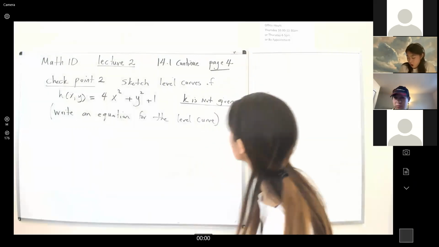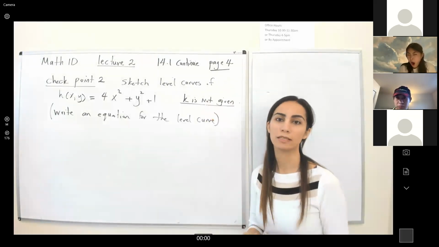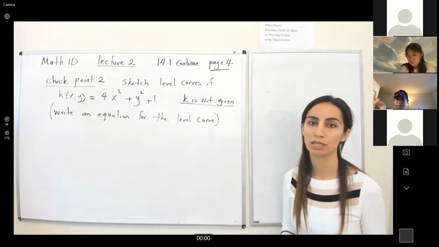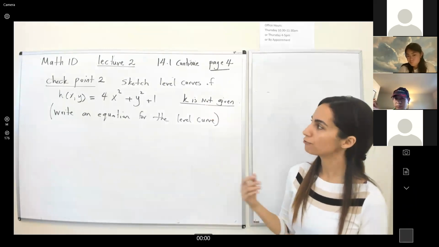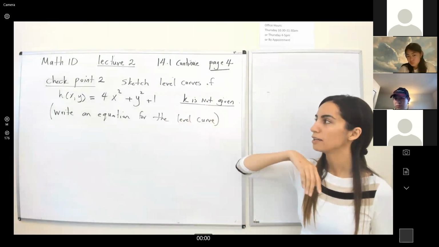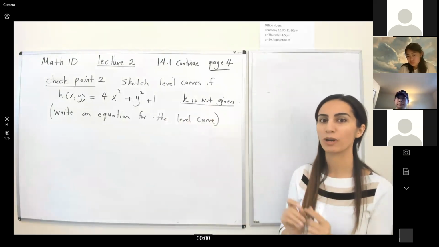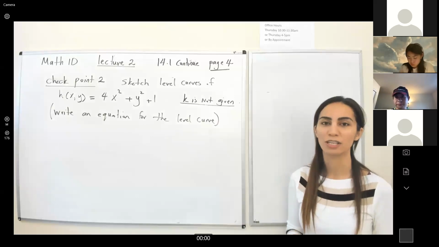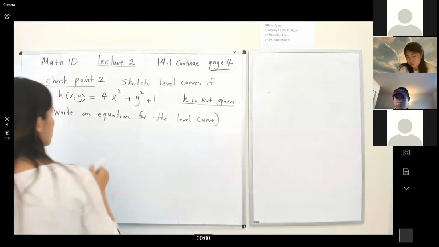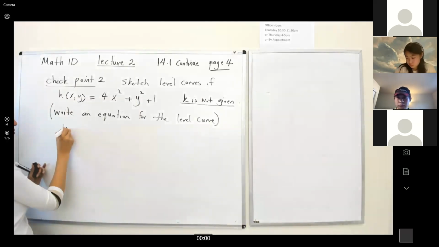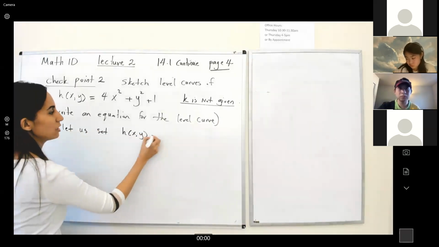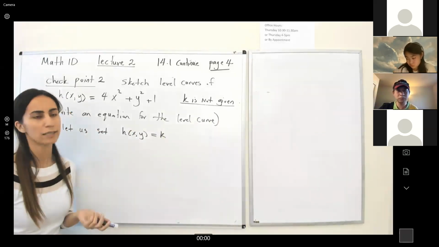So in this question, k is not given, k is missing. And so how many k's should I assign to this? First, I'm going to figure out how to write the equation of the level curves. Then it's easier for me to have an equation. After that, I can assign different k's to my level curves. So let us set h of x and y equals k. What is k? k is a constant.